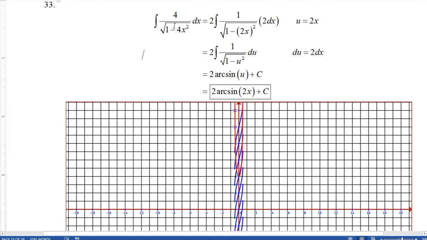Another family of antiderivatives. Here we have the antiderivative of 4 over the square root of 1 minus 4x squared. Now this one's a little trickier, substitution. Probably the first thing I would try is to let u be 1 minus 4x squared. Then du is going to be negative 8x dx.